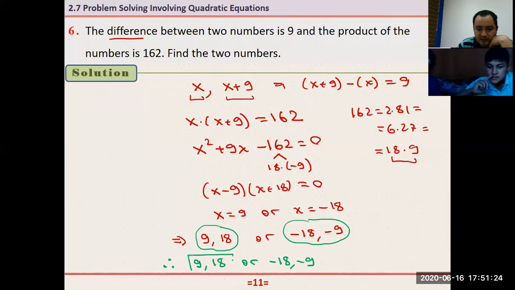We have two possible answers to this question. Both are possible answers.